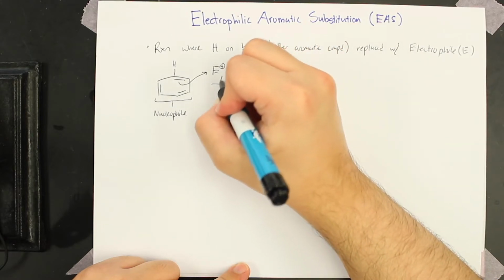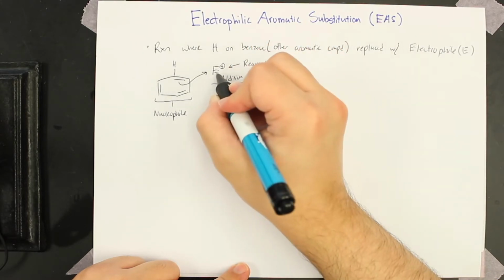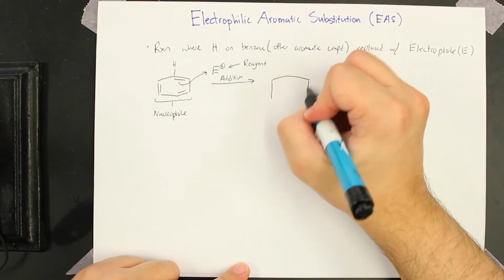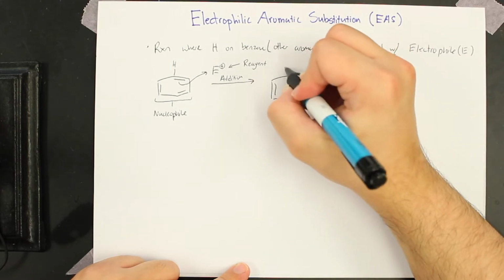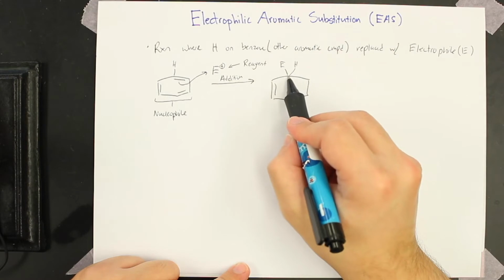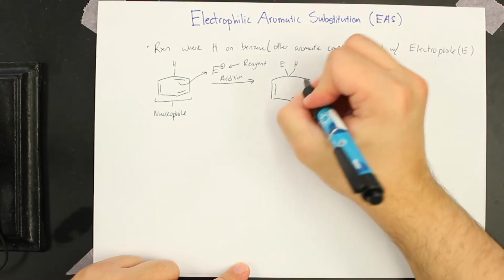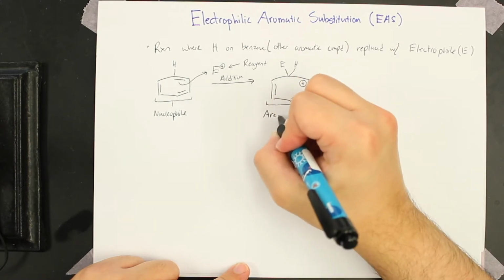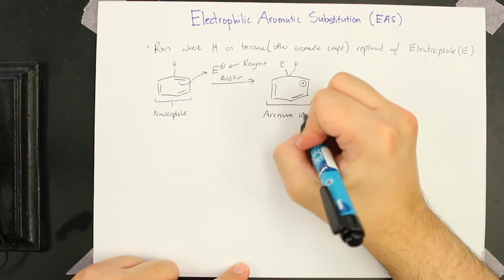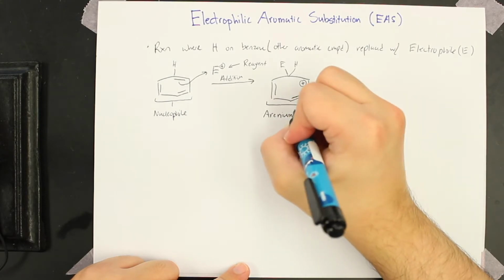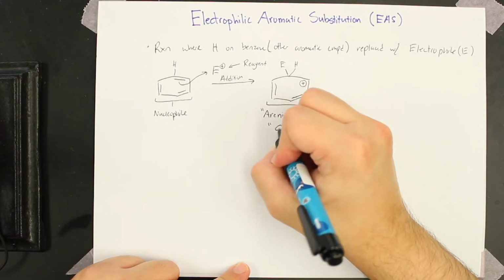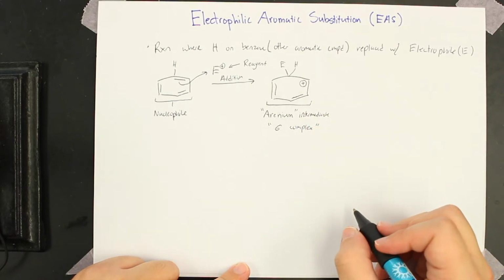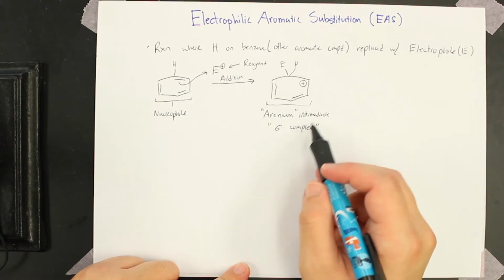This first step here is called addition. So this electrophile is going to be added to the benzene ring. In doing so, it forms this special carbocation intermediate. Here's our electrophile. I've added it to this carbon here, and in doing so, we now have a carbocation intermediate, which we sometimes refer to as an arenium intermediate. It's sometimes also referred to as a sigma complex. That's the Greek letter for sigma. And this arenium intermediate is very unstable.